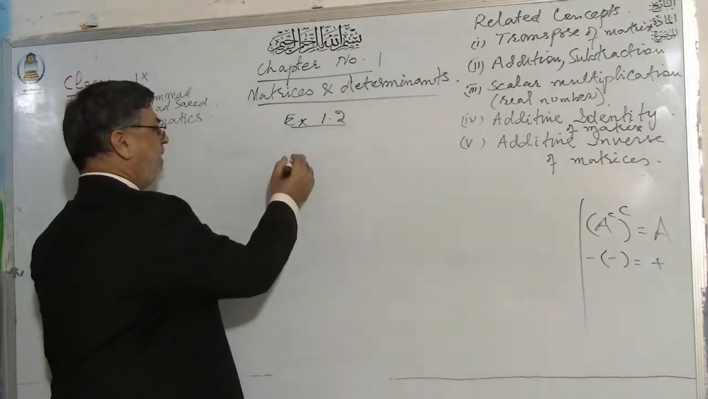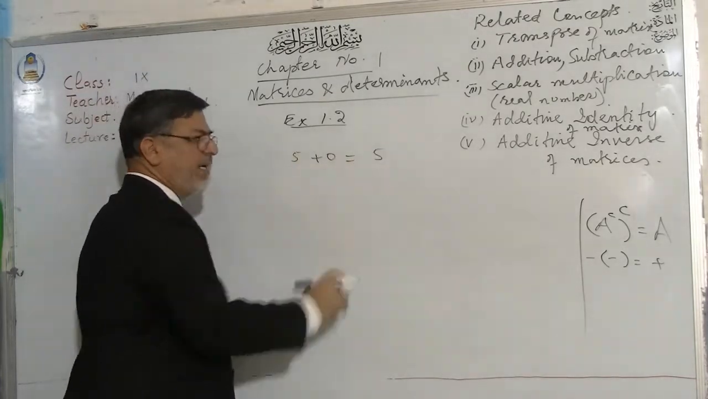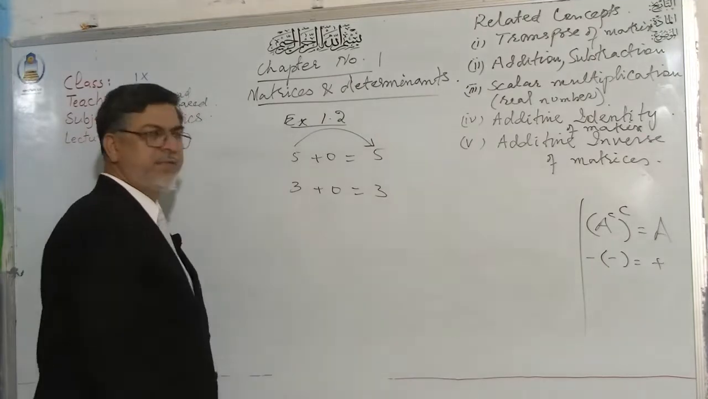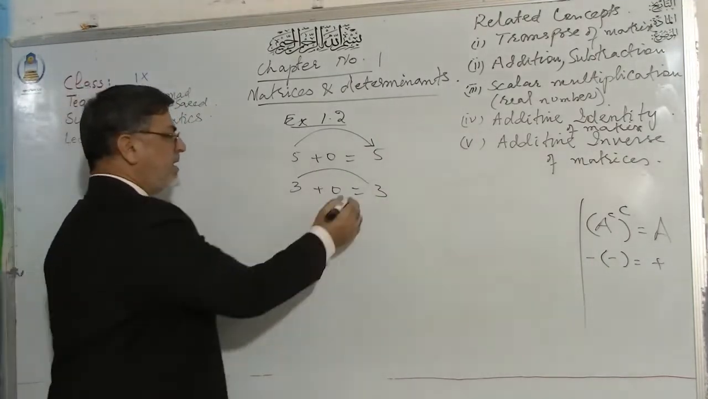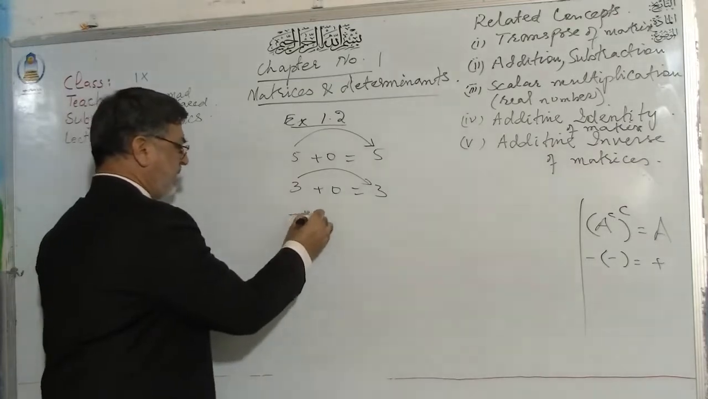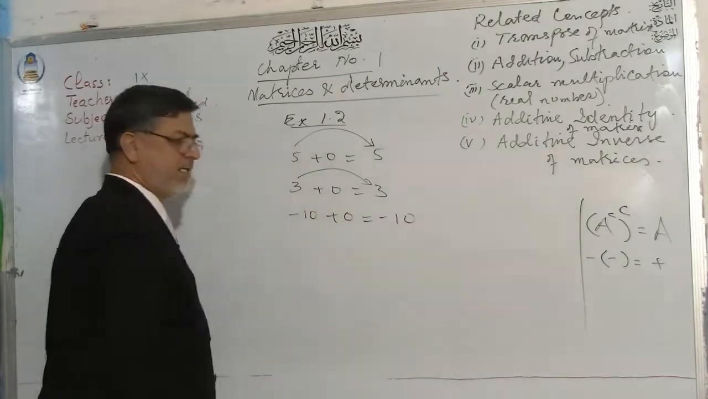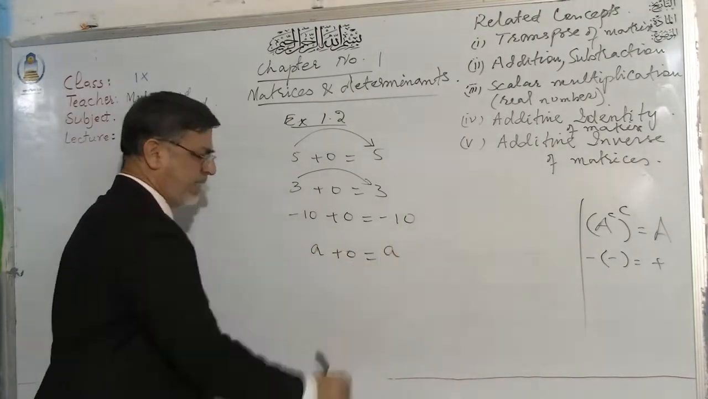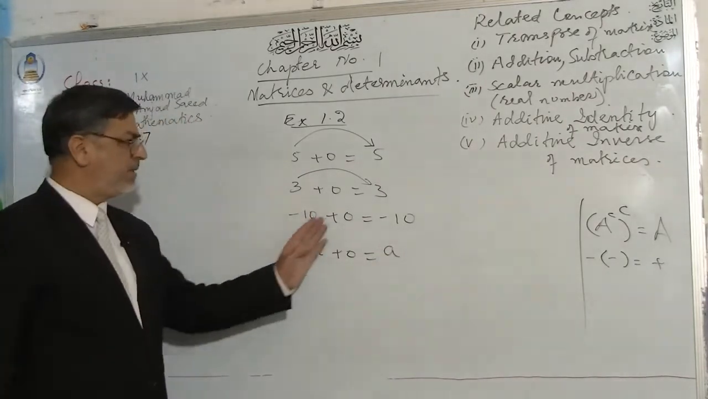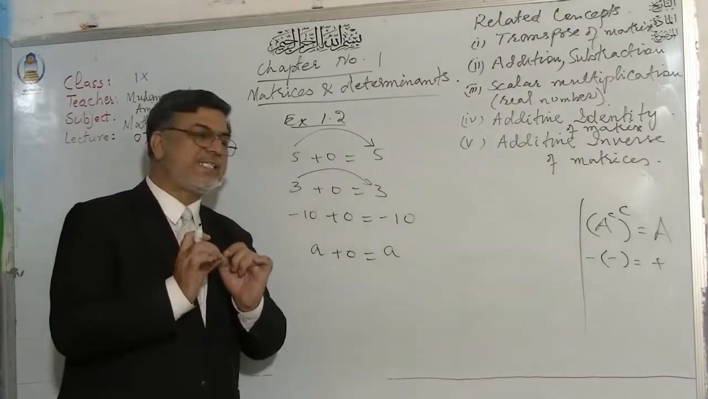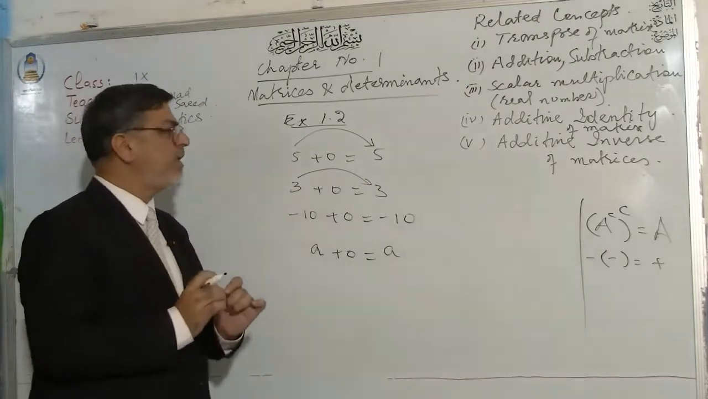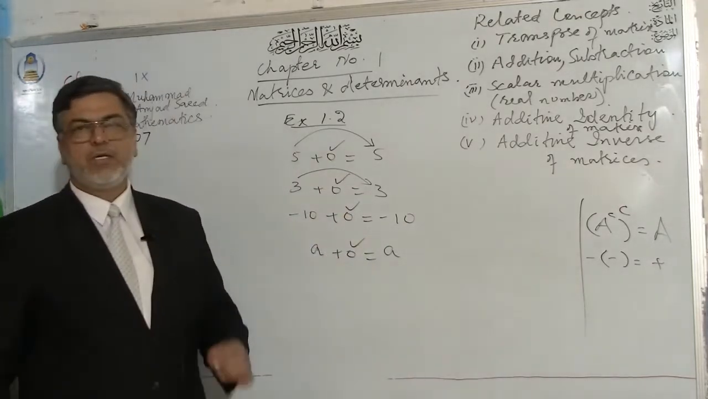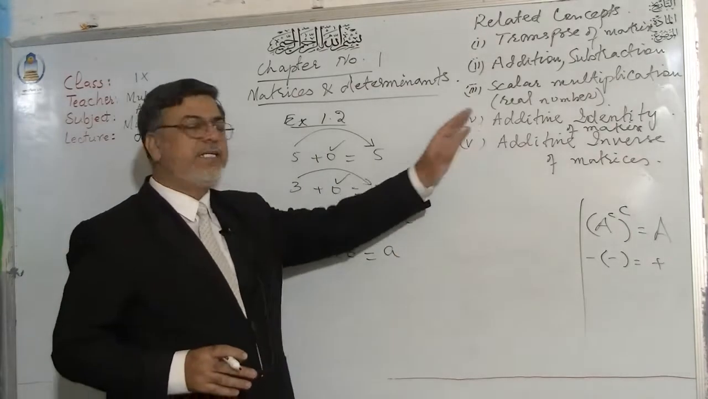For example, you have 5 plus 0 is equal to 5. You got the same number. 3 plus 0 is equal to 3. You are getting the same number. Similarly, minus 10 plus 0 is equal to minus 10. And we generalize this rule as a plus 0 is equal to a, b plus 0 is equal to b, c plus 0 is equal to c. So the number which gives you the same number as it is, is 0. Every time this is 0. So in case of real numbers, additive identity is 0.